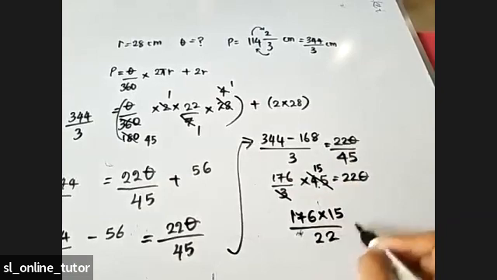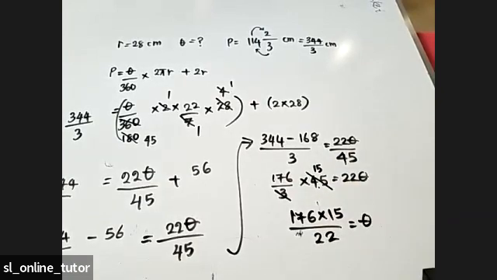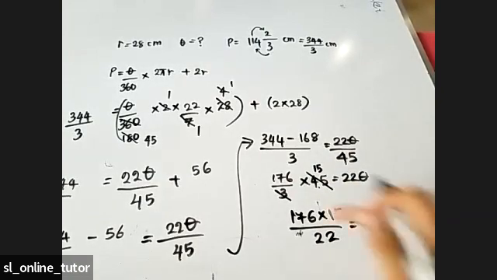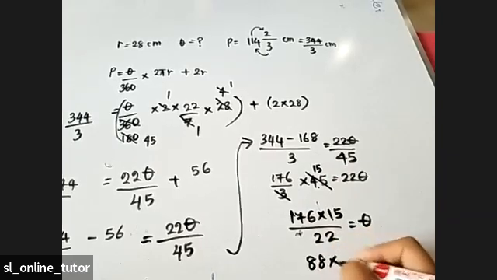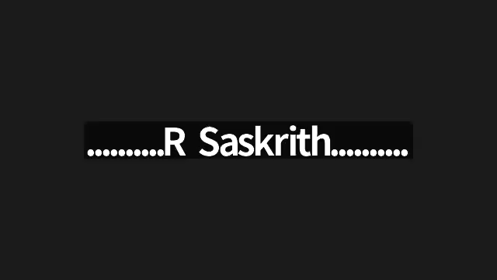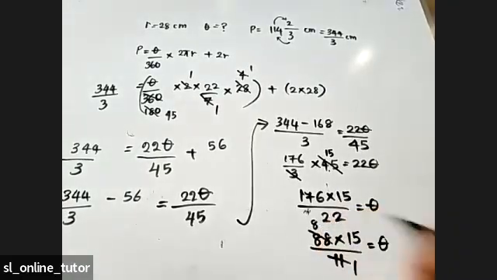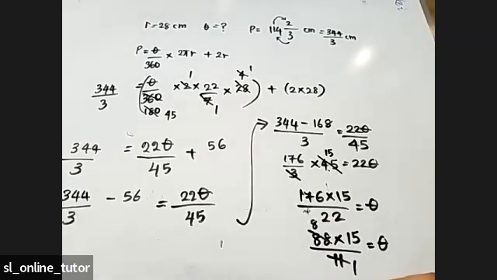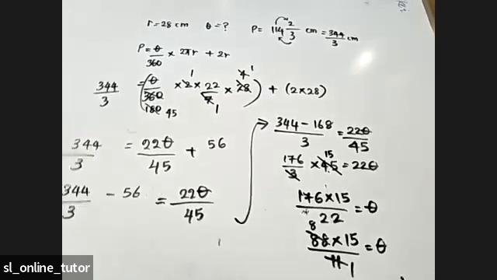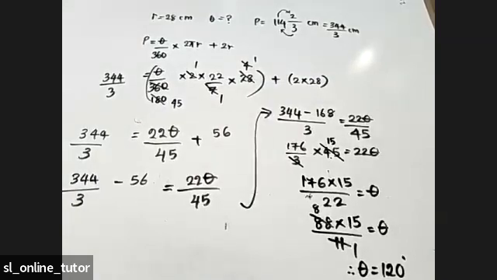If you do it this way, you can cancel. What values can you cancel? 176 and 22. If you divide 176 by 2, you get 88. If you divide 22 by 2, you get 11. See, I'm doing it shortly, okay? Then 11 ones and 11 times 8. Now the theta value is 8 times 15. Therefore, theta is equal to 120 degrees. How many of you got theta equal to 120 degrees? Raise your hand.